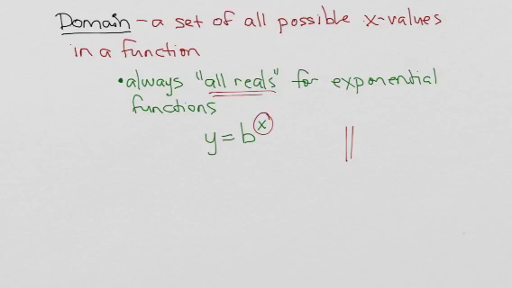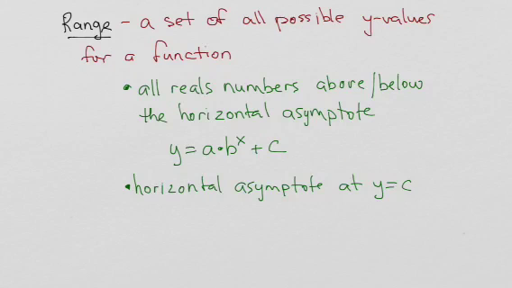The symbol for all real numbers is this double stick on an R. So it's like a capital R with two sticks on the left-hand side. That stands for all real numbers if you're writing with your finger or a stylus. But if you're typing, there isn't a symbol I can find for that, so I just have to write the words "all reals." Now, range is the opposite.